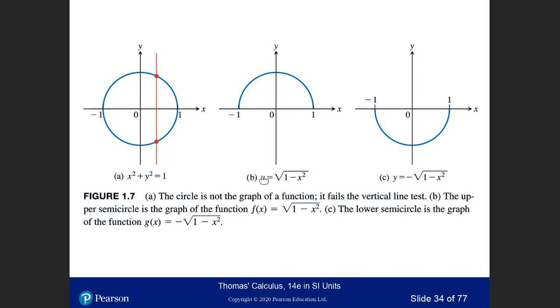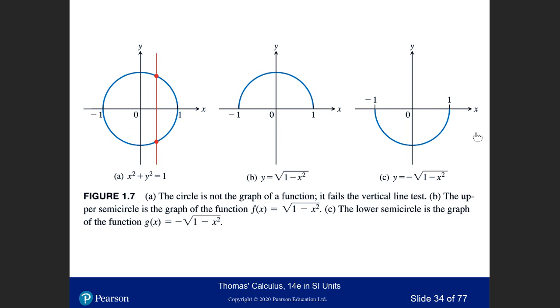However, we can do this. We set y is equal to square root of 1 minus x squared, and that's a functional relationship, and it gives us the upper semicircle. And as you can see, for each value of x, there's only one value of y. Or we can write y is equal to minus square root of 1 minus x squared. Now, in this case, you get the lower semicircle, and that's a functional relationship also.